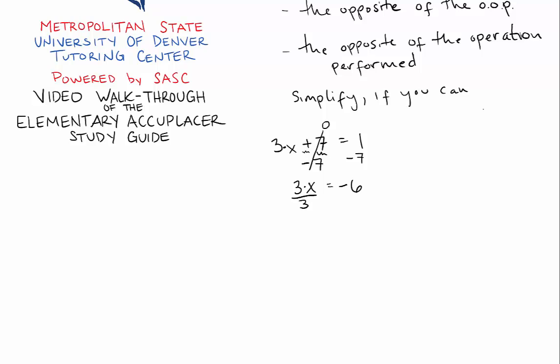Why? Because now I have 3 divided by 3. What's 3 divided by 3? That's simply 1. And so what I'll have down here now is 1 times x, or simply x. But again, whatever I do to one side, I've got to do to the other side. So I'm going to divide by 3, and then I have negative 6 divided by 3, and that's negative 2. And if you look at the example on the top of page 15, the answer is negative 2.